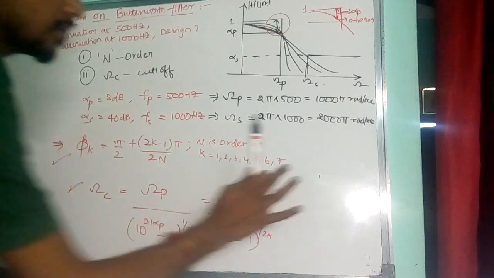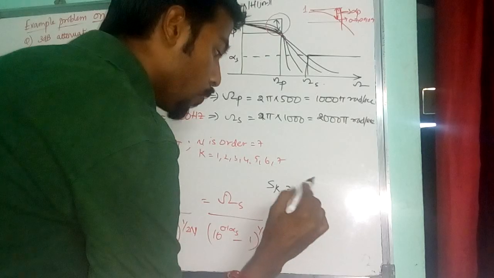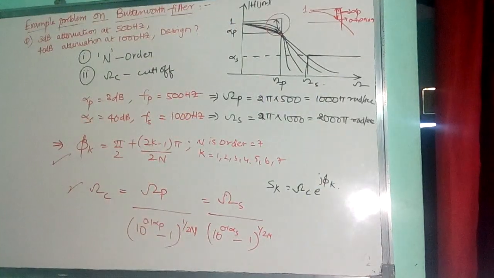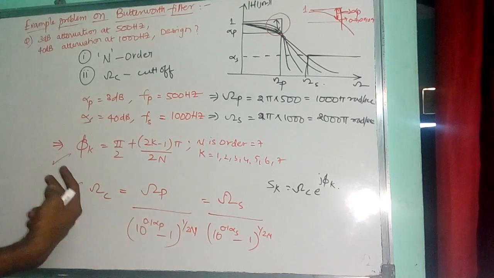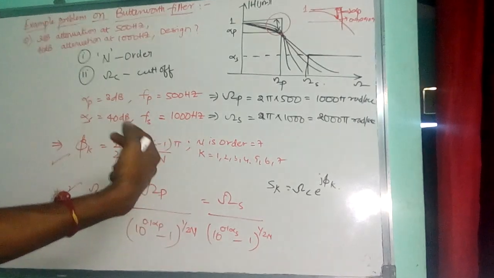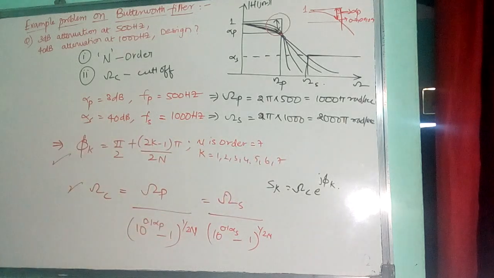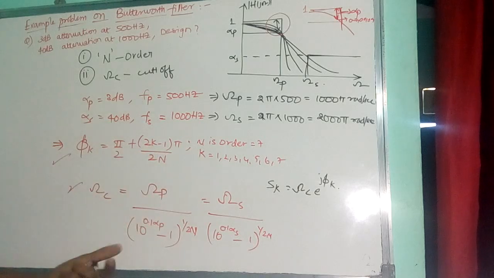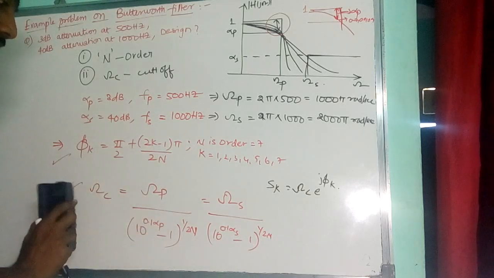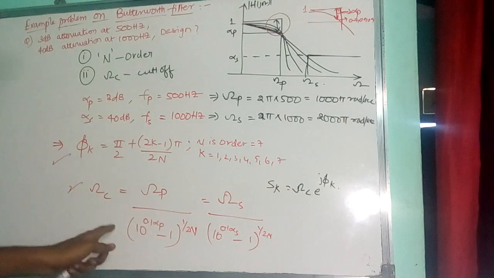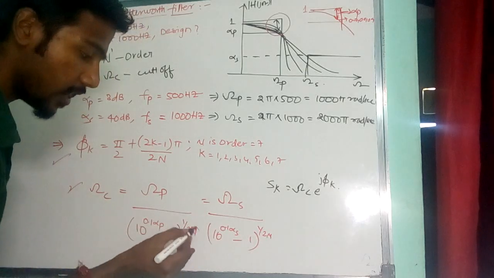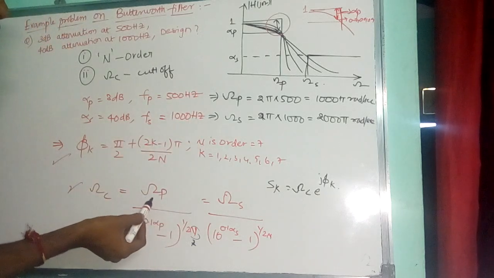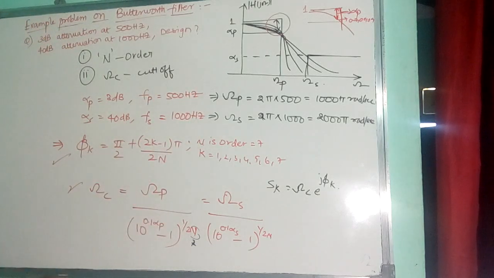So directly I will substitute my values here, omega c e power j phi k. Now I'll do it for n equal to 7 and k equal to 1 to 3 values, and I'll find what my poles location will be. From here you can calculate the omega c value directly. Here no unknowns are there, n is already known, it is 7. My alpha p is known, omega p is also known. Directly substitute here, you get the cutoff frequency value.